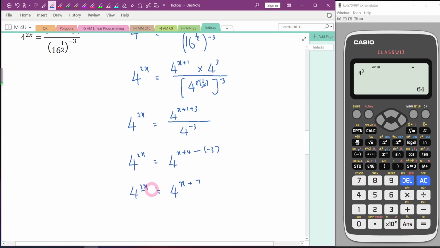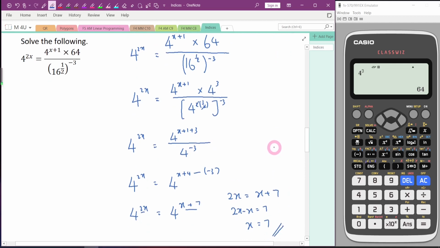Okay, compare their indices. 2x is equal to x plus 7. So move the x over here, it becomes 2x minus x is equal to 7. x is equal to 7. Okay, so same thing, one way of checking that our answer is to key in x here and get the answer, and key in x here and get the answer. Compare both sides. It should be equal to each other. Left hand side equals right hand side if our answer is correct.